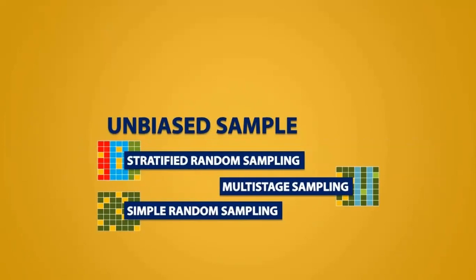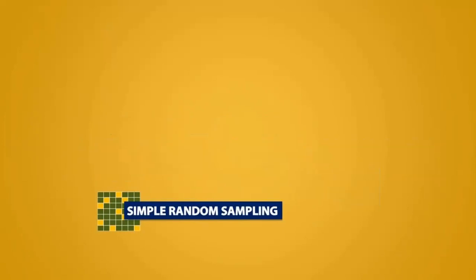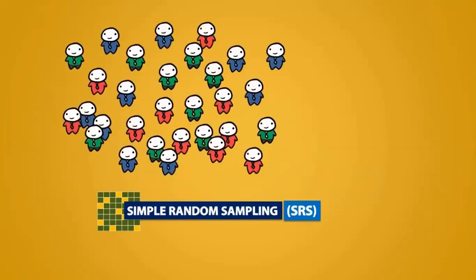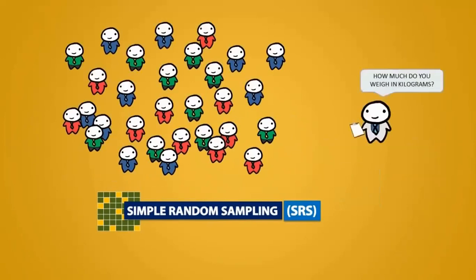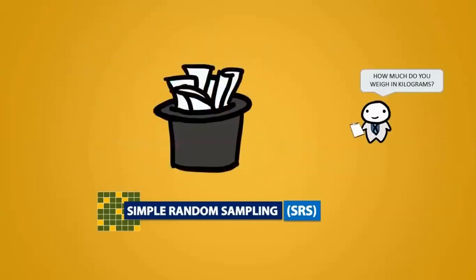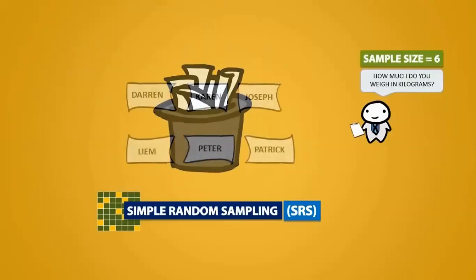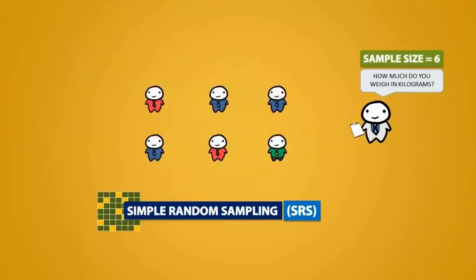The most basic type of sampling is the simple random sample, also known as an SRS. Since an SRS is unbiased, each individual has an equal chance of being chosen to be surveyed. In other words, to be part of the sample. You can think of an SRS as putting names into a hat and selecting N of them. So if I wanted a sample size of 6, I would select 6 papers and come up to the randomly chosen people to interview them.